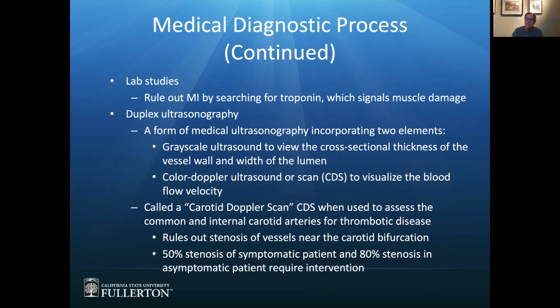And because they are symptomatic, or were symptomatic before their symptoms went away, a 50% stenosis is enough to merit surgical intervention. Those are the general rough rules for how much blockage is too much. If you're symptom-free and haven't had any symptoms, 80% is too much. If you're having symptoms, 50% is too much.